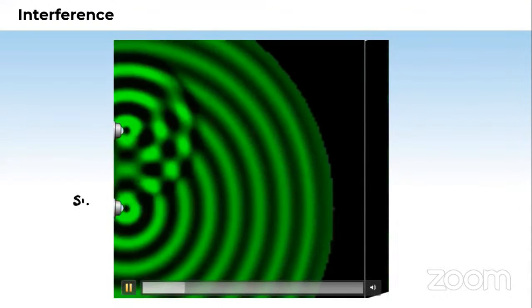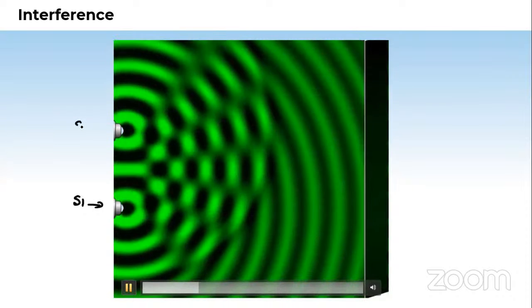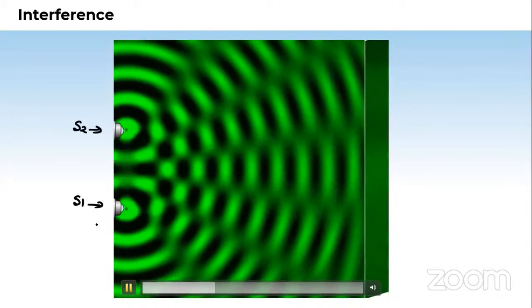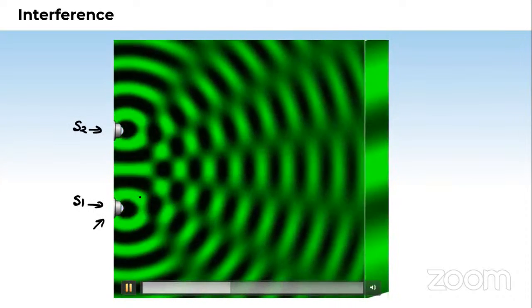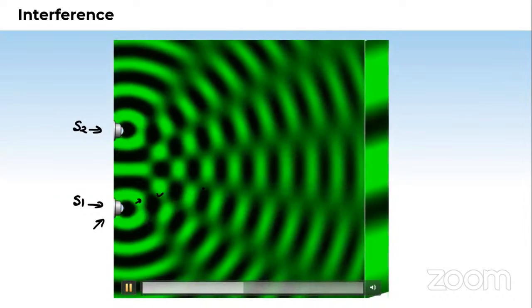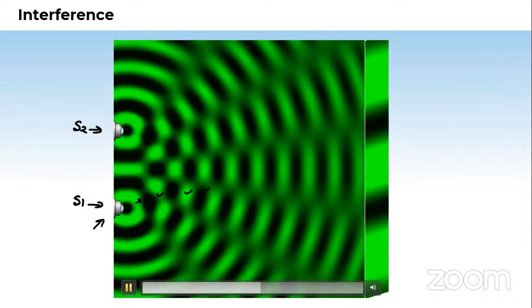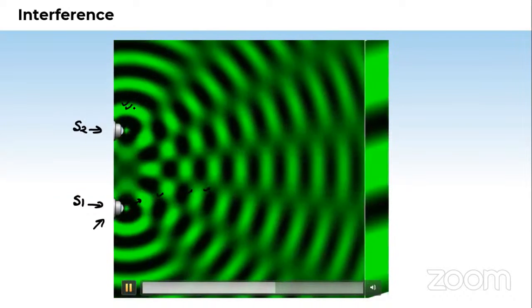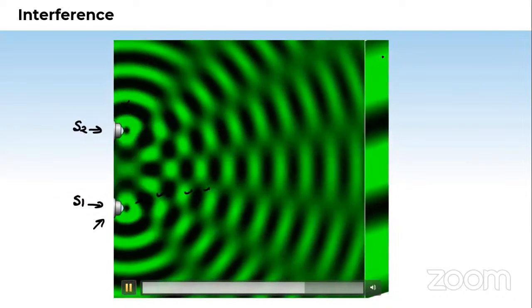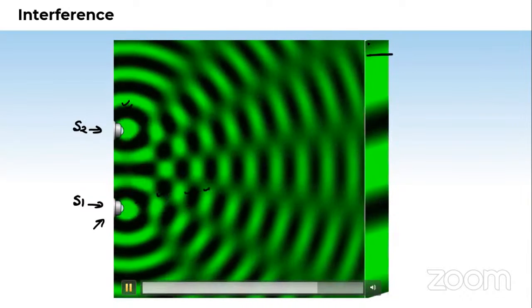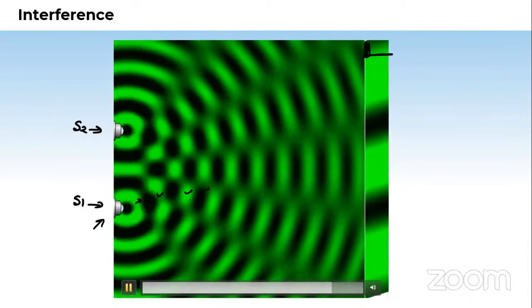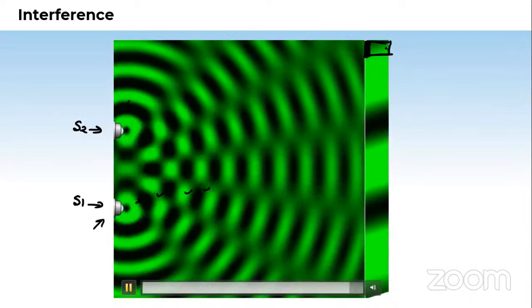This is, say, a source S1. This is, say, a source S2. Suppose this is switched on. So wavefronts are generated as you can see here. And when S2 is also switched on, wavefronts are generated. Both wavefronts of the light rays overlap and they form a pattern on the screen.